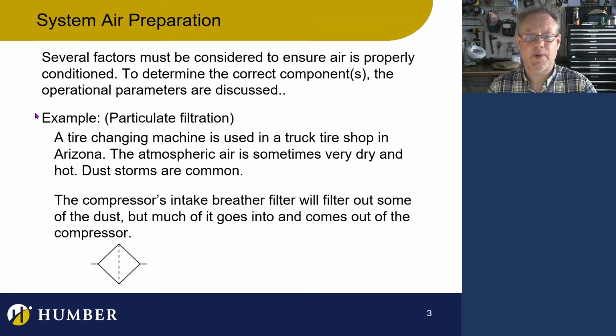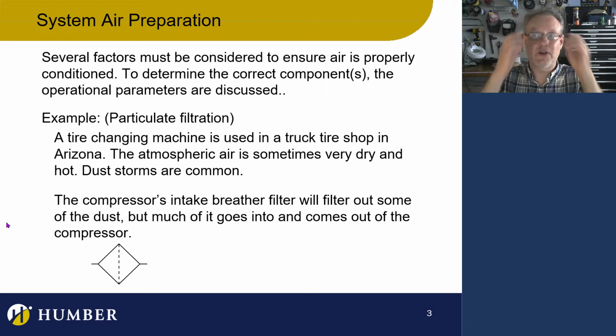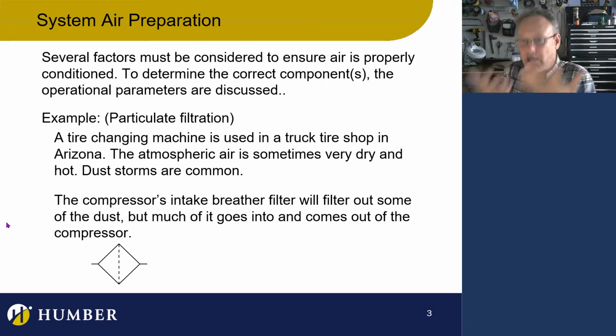Good. So system air preparation. Depending on the environment, we need more or less preparation. Essentially, when we see a diamond-shaped symbol like this, that is going to be conditioning the air. It's going to be filtering the air, either removing water from the air or removing particulates from the air, but that's an air filter. That symbol is an air filter. So whenever you're looking at a pneumatic schematic, you're going to see that.